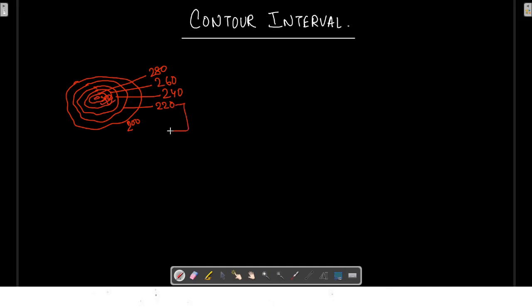So what is the difference between this line? This is 20. Now the value will be in meters. Why? Because we calculate all the values in meter with reference to the mean sea level. This is for your topo sheet. The contour interval of this area is also 20 meter.